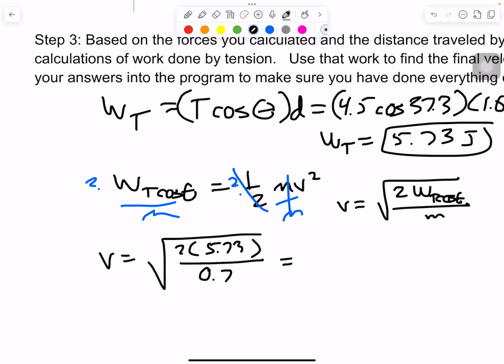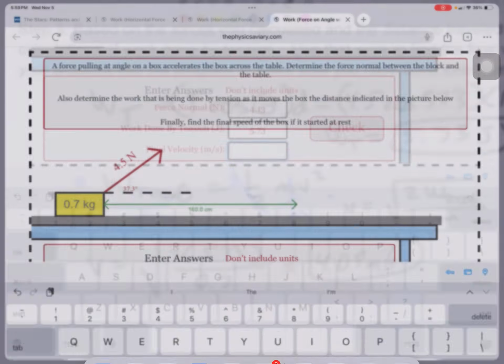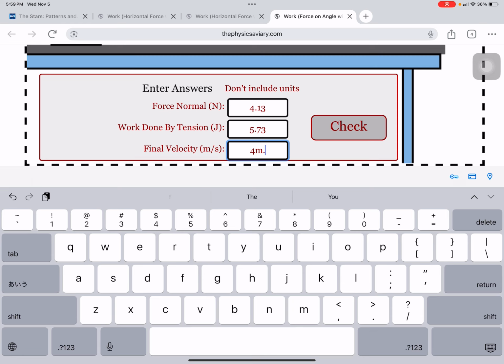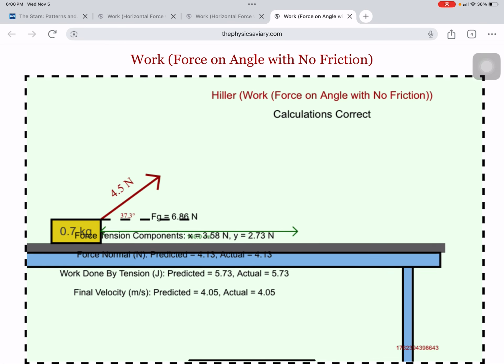Okay, got a little crossed up there a second. So 5.73 times 2 divided by 0.7, looking at about 4.05 meters per second. Okay. All right, and it worked.